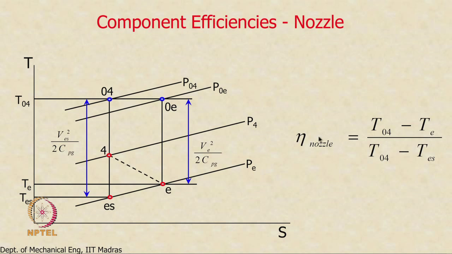When we do the calculation, we will assume certain typical values for all these efficiencies. These are the so called isentropic efficiencies. We will assume certain typical values and do our calculations.